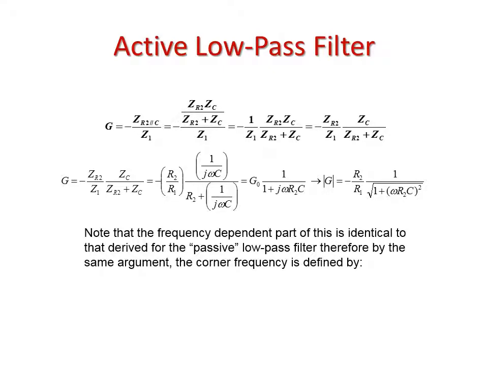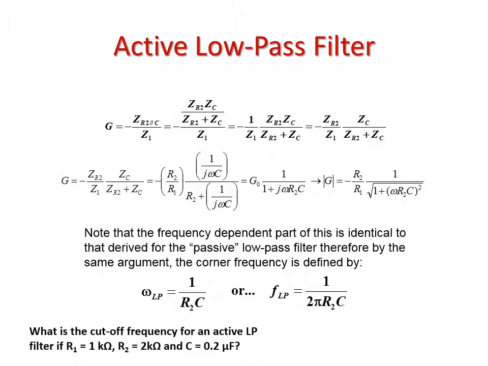And so the frequency dependent part of this is identical to the one derived for the passive low pass filter theory. And therefore the corner frequency or the cutoff frequency is the same. And we have our omega low pass equals 1 over R2C, or our frequency low pass equals 1 over 2 pi R2C.